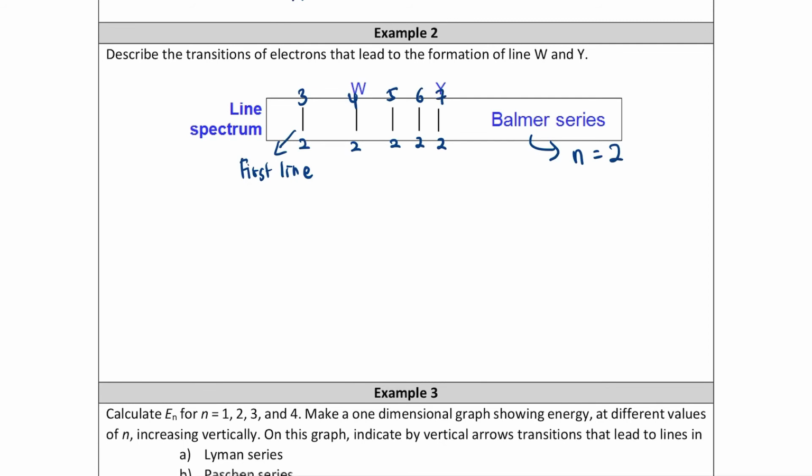Kenapa saya label macam tu? So maksudnya line ni terhasil apabila elektron fall from n equal to 3 to n equal to 2. Okay. While the next line is formed when electron at n equal to 4 fall to n equal to 2 and so on lah. Okay, so dia suruh kita describe the transition of electron that lead to the formation of line W and Y. So, kita dah dapat answer. Line W is actually transition from n equal to 4 to n equal to 2. While line Y is formed when the electron fall from n equal to 7 to n equal to 2.